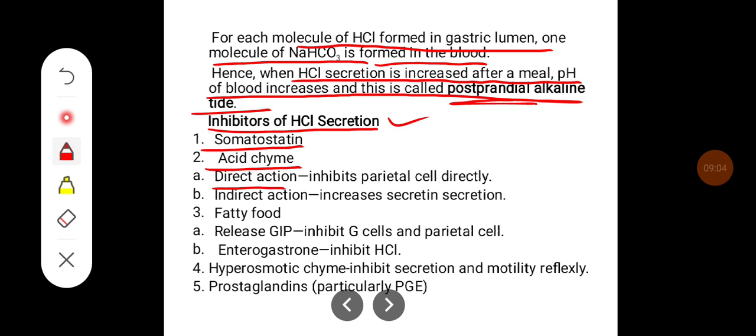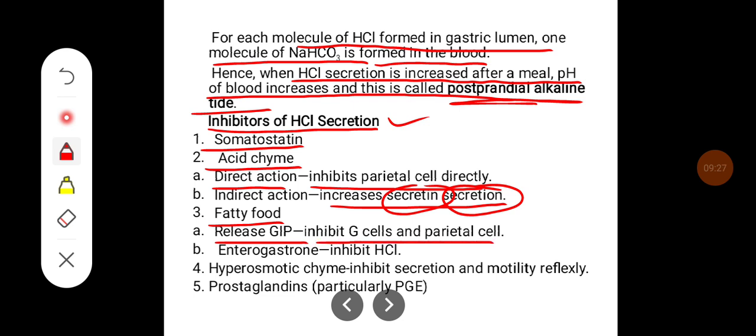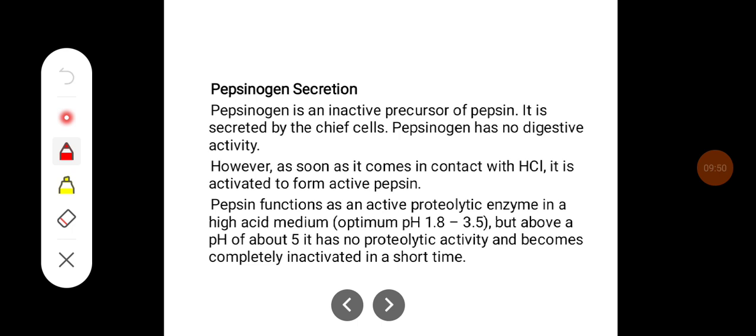It can have a direct action which inhibits the parietal cells directly, and an indirect action, which is that it increases the secretion or production of secretin. Fatty food is going to inhibit the HCl secretion by a release of GIP. So this inhibits the gastric G cells and the parietal cells. Whereas enterogastrone, which is released because of the fatty acid, is going to inhibit the action of HCl. Then hyperosmotic chyme is going to inhibit the secretion and motility reflexly, and prostaglandins, particularly prostaglandin E, are going to inhibit the HCl secretion.